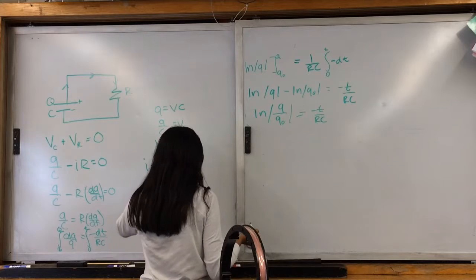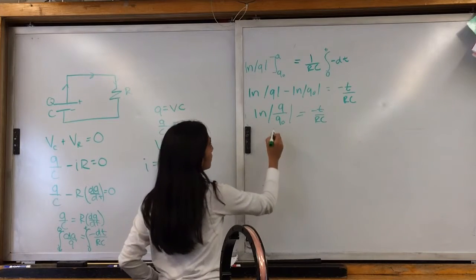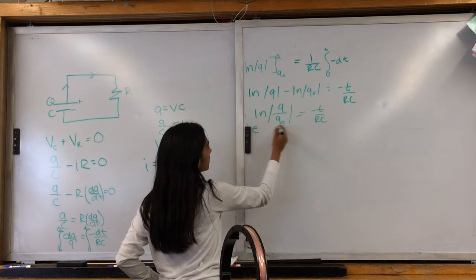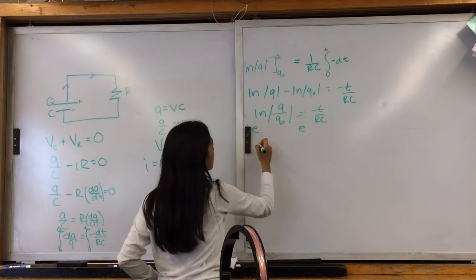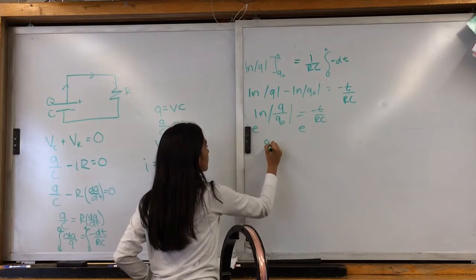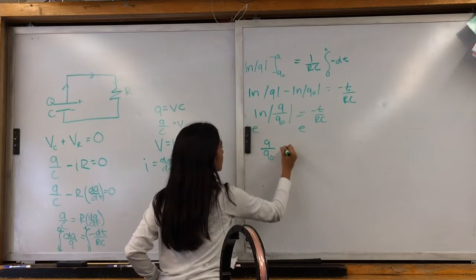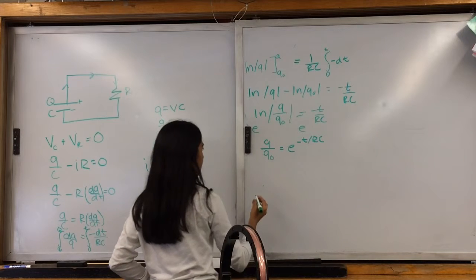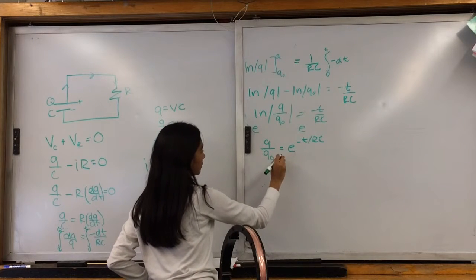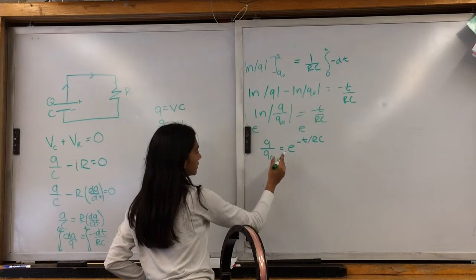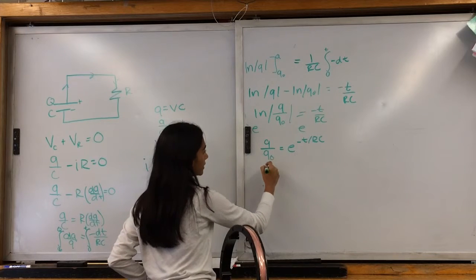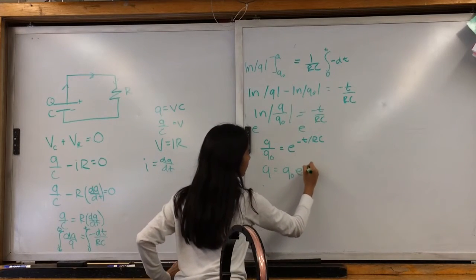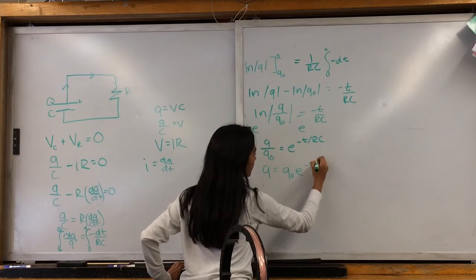And since you want it to be a function of Q, you have to raise each side to the power e. So you have Q over Q initial equals e to the negative t over RC. And multiplying Q initial, Q naught, to the right-hand side, you get Q equals Q naught e raised to the negative t over RC.